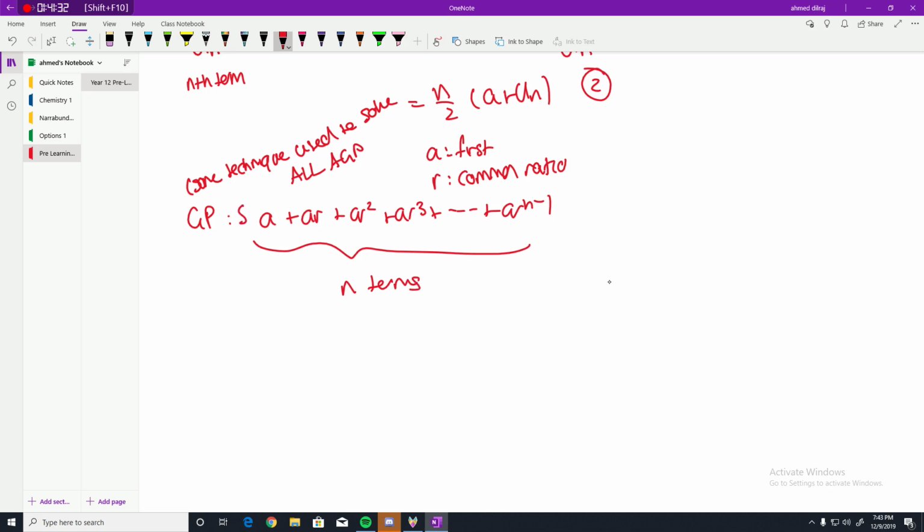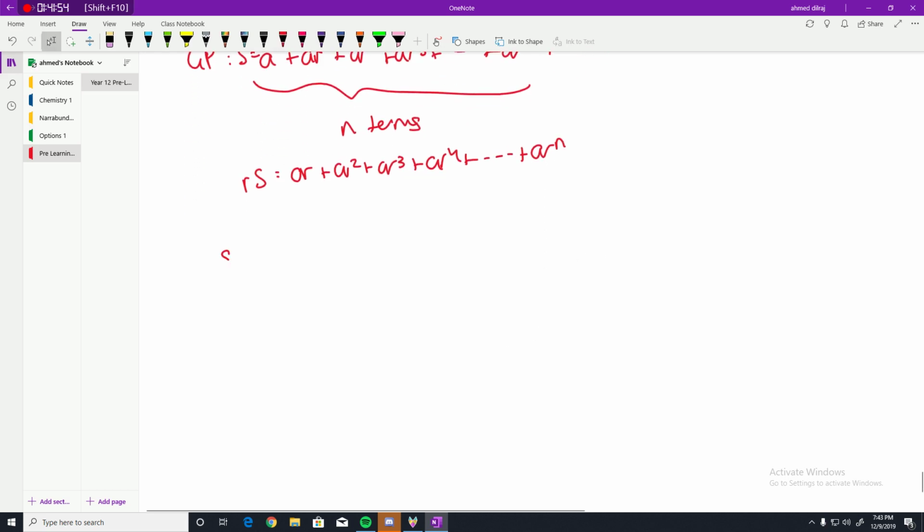So I'm going to call this S. S is equal to that. And I'm going to take the same S, but multiply an R on both sides. So I'm going to get AR plus AR squared plus AR cubed plus AR to the 4 plus all the way to AR to the n. Not n minus 1, because the last term gets multiplied by R, which makes it AR to the n. So now let me write this. S is equal to A plus AR plus AR squared plus AR to the 4 plus all the way to AR to the n minus 1.